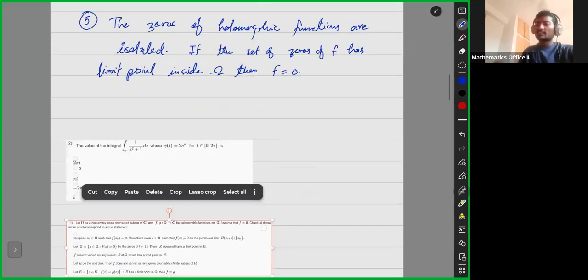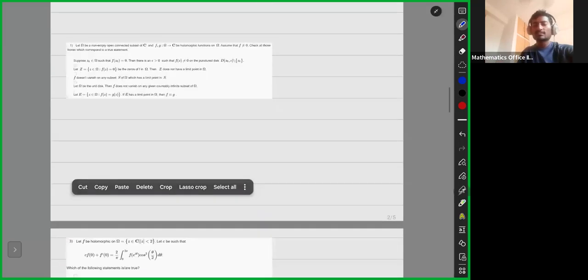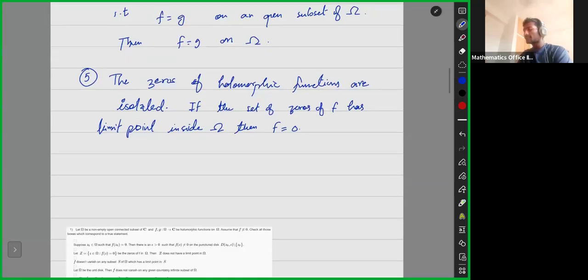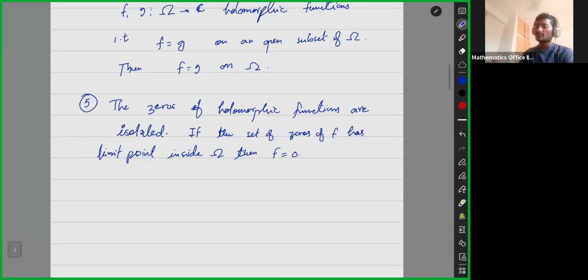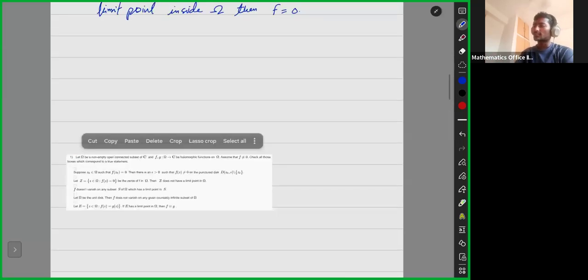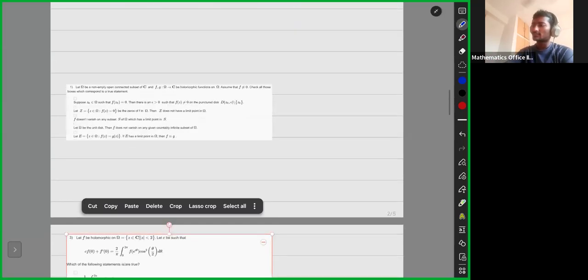Right. Now what is the next result about? After this, I think Liouville's theorem and Morera's theorem. These were two big results, so we'll also see them. Okay, I need one more page here.